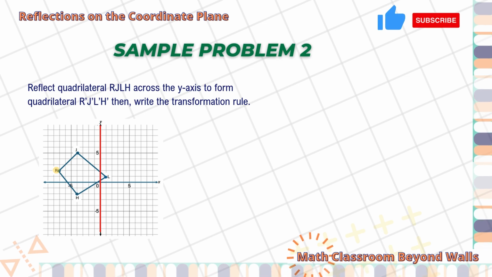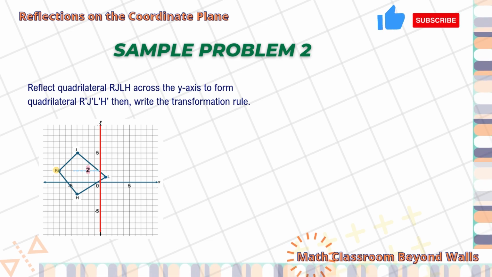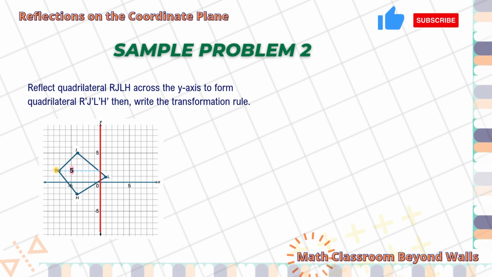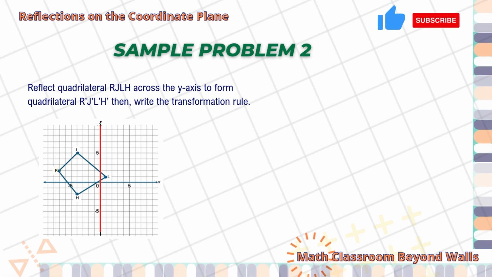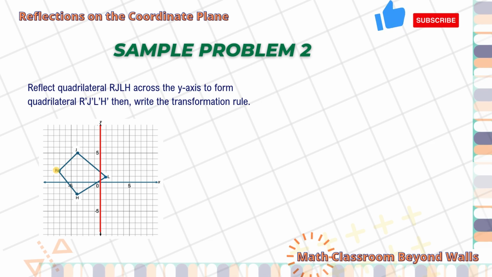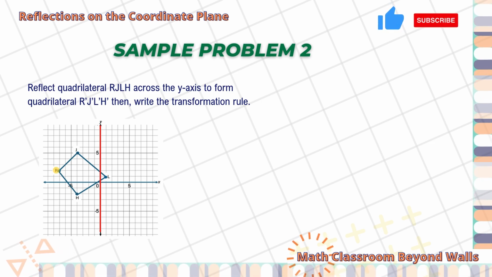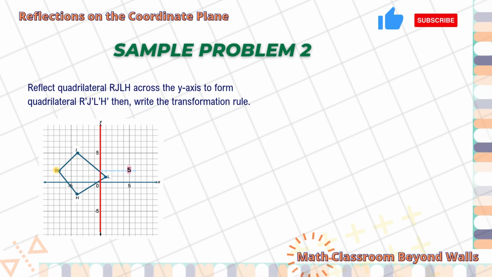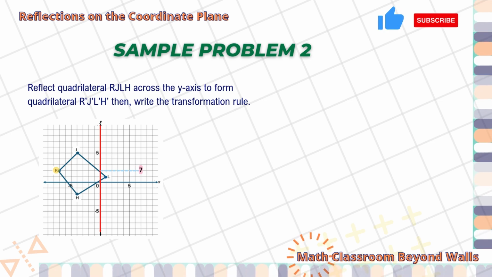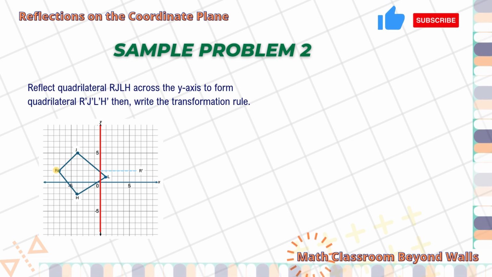Let's go. 1, 2, 3, 4, 5, 6, 7. Now, from the line of reflection on the same horizontal line where R is, we count 7 units to the right of the y-axis. We count 1, 2, 3, 4, 5, 6, 7. Here is where R' is located.